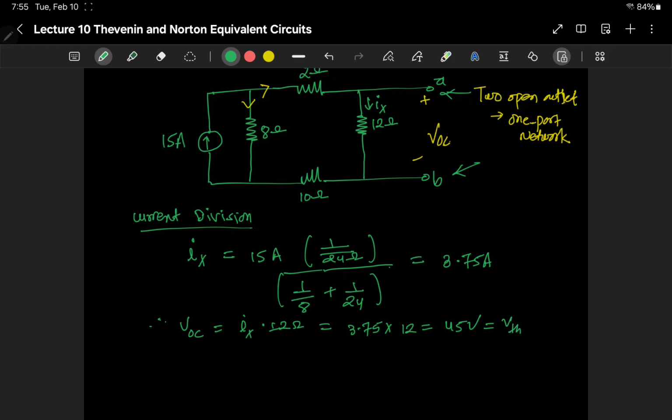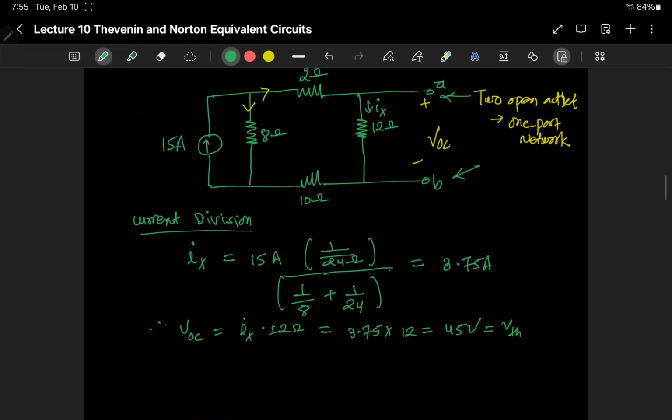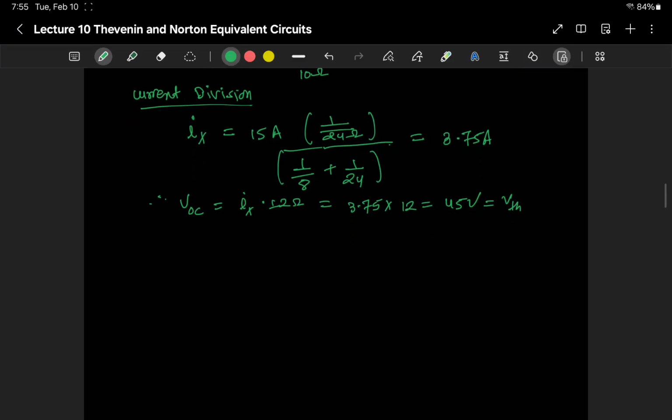and we know that the open circuit voltage is also equal to the Thevenin voltage, right? And the second condition was determining the ISC using the short circuit condition.